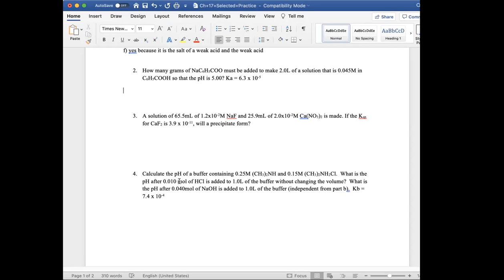So basically, to find out grams, we need moles. To find out moles, we need molarity and volume. They gave us only molarity and volume, so that's what we use. They don't give us the moles and they don't give us the grams. So we take the molarity, 0.045, and multiply that by the volume, 2 liters, and you get 0.09 moles.